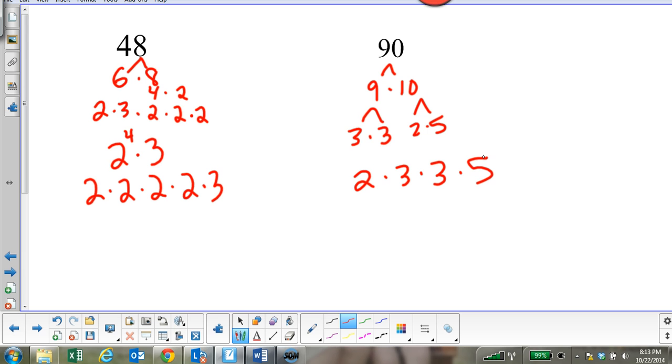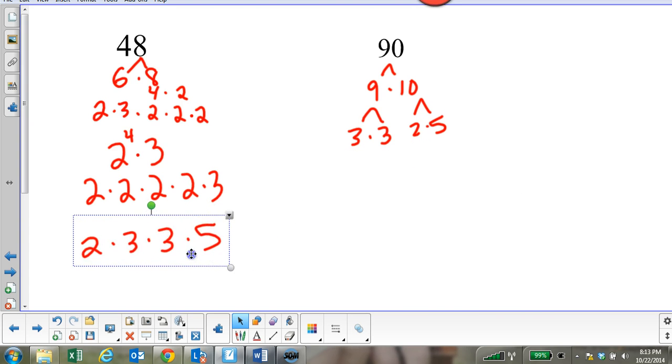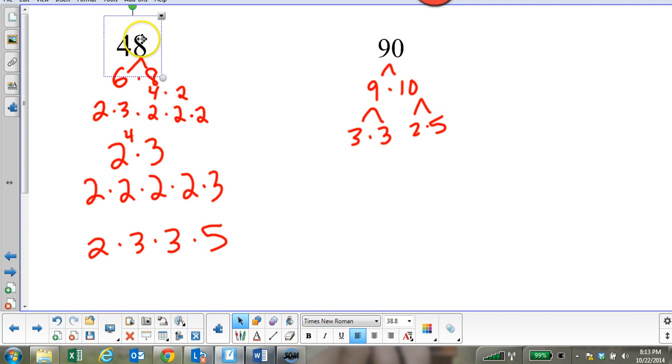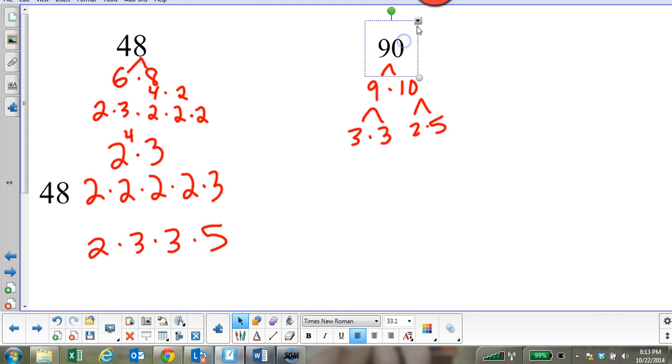And then if I look at them together, all right, by the power of Bossert, I can kind of stack them, right? 48 is 2 times 2 times 2 times 2 times 3. Oops, sorry. 90 is 2 times 3 times 3 times 5.